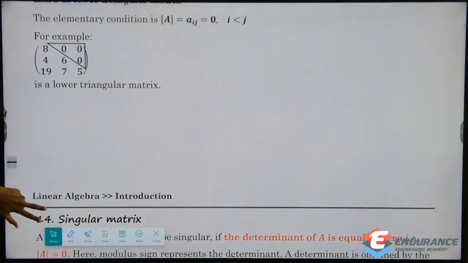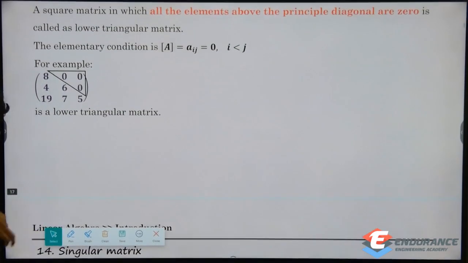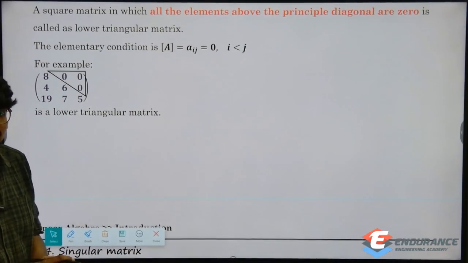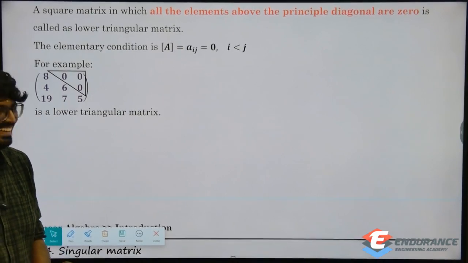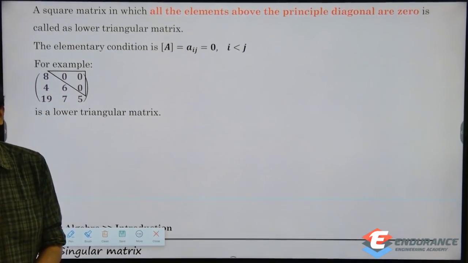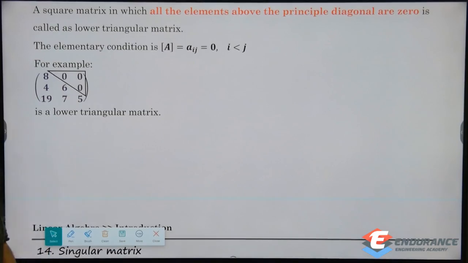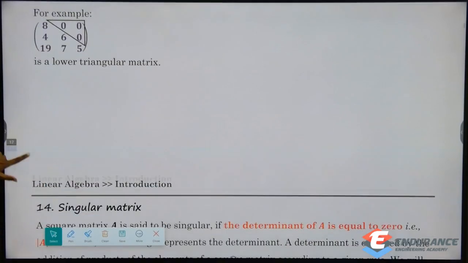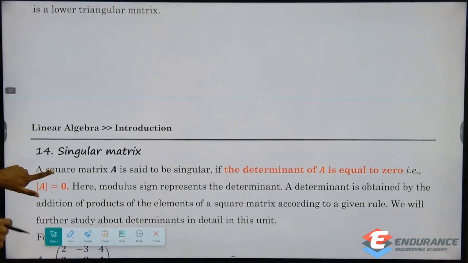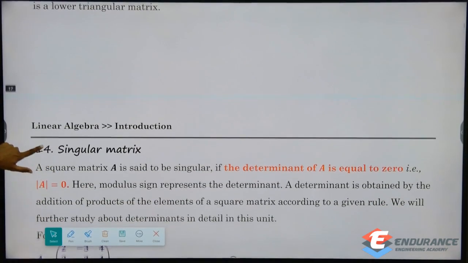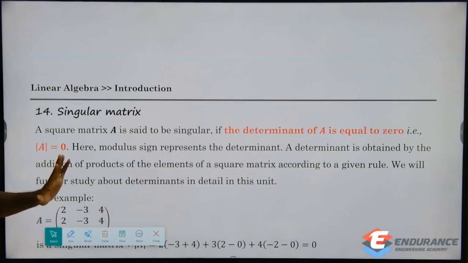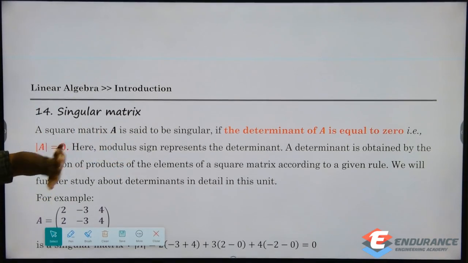Okay, singular matrix. Determinant should be 0. Okay. Determinant should be 0 for singular. Determinant should not be equal to 0 for non-singular. Determinant definition we will discuss later. Okay, as of now, don't worry. As of now, just keep the definition in mind. Determinant and the theory, properties behind determinant we will discuss later.